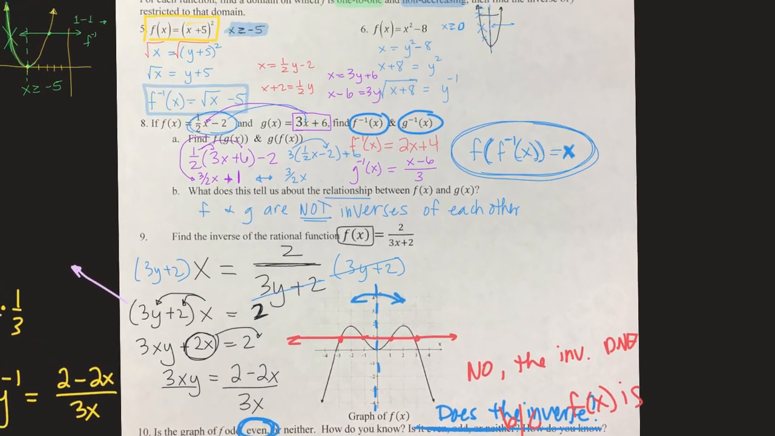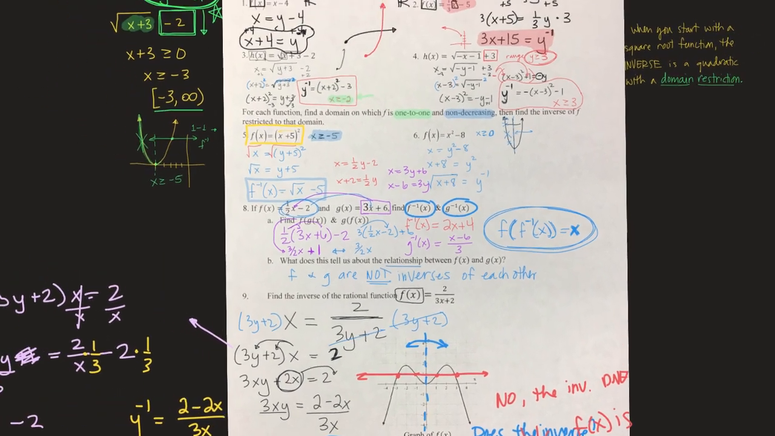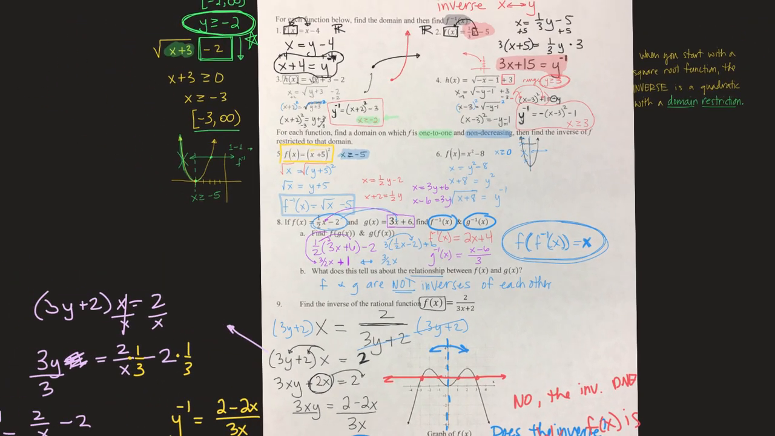Okay, so this page is all about inverses and domain restrictions and other things that we're doing in order to be able to write an inverse. Okay, so remember, if your function is not one-to-one, then the inverse does not exist. That's an important concept to know.